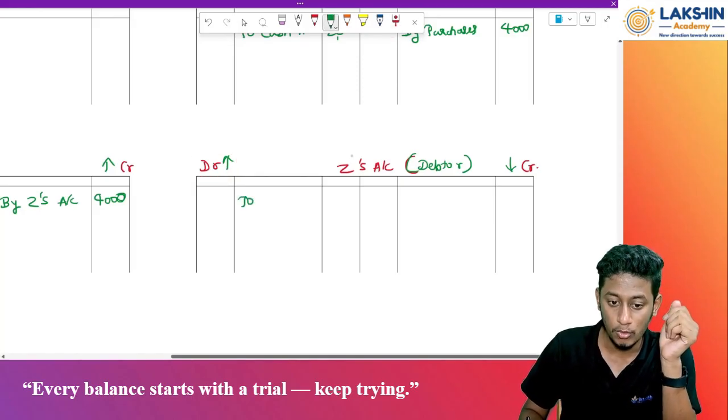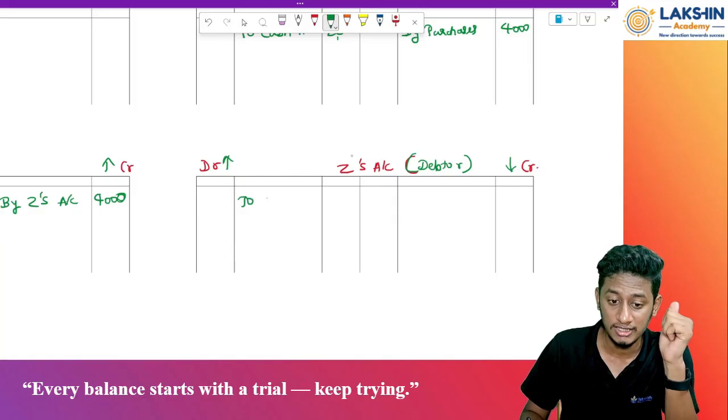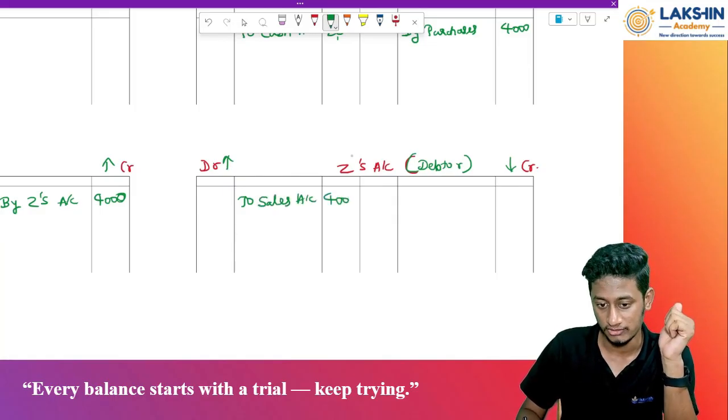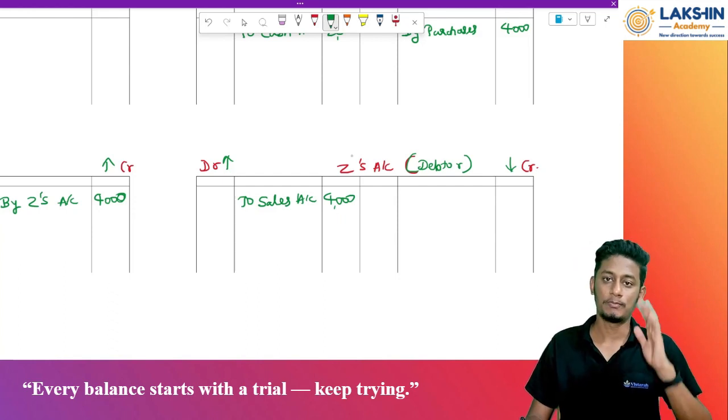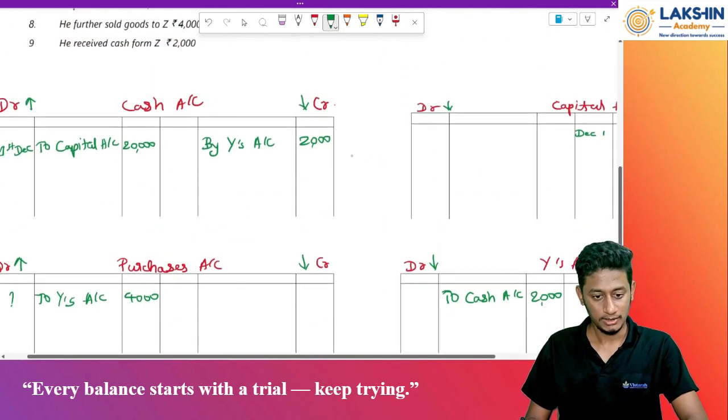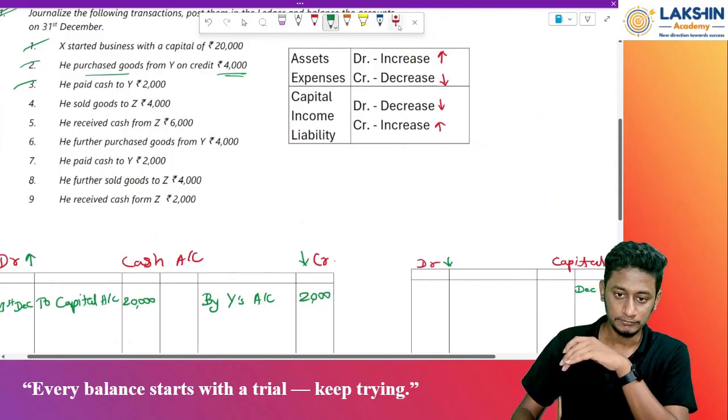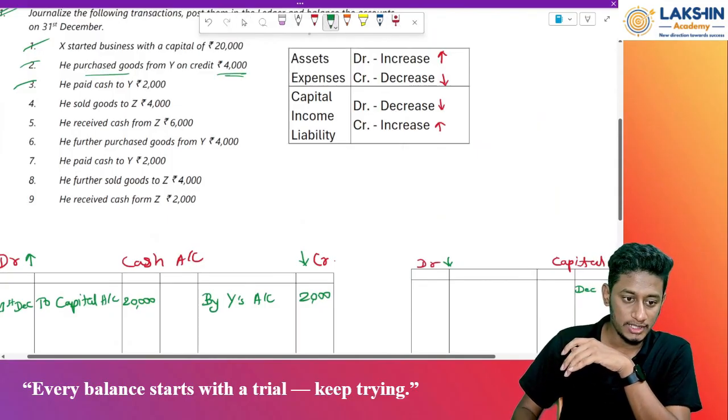So why is the balance increased? What was the reason? To sales account. How much? Rupees 4,000. This is how we pass the entry for sales. This is done. Next, going ahead. So my fourth entry is also done.